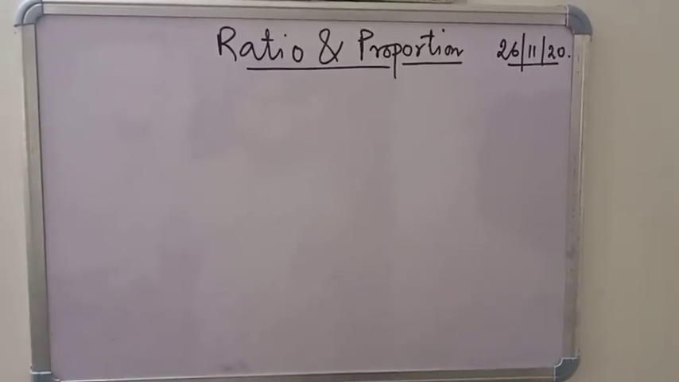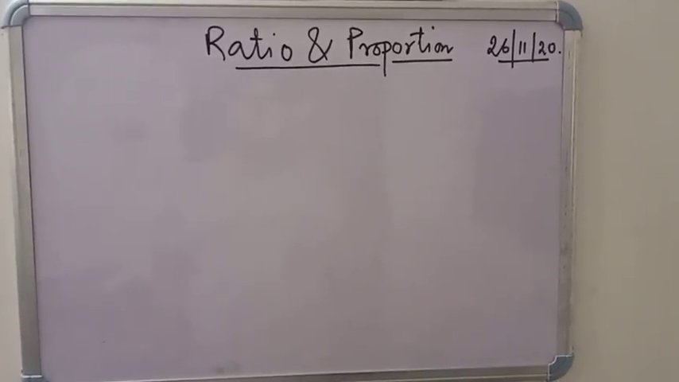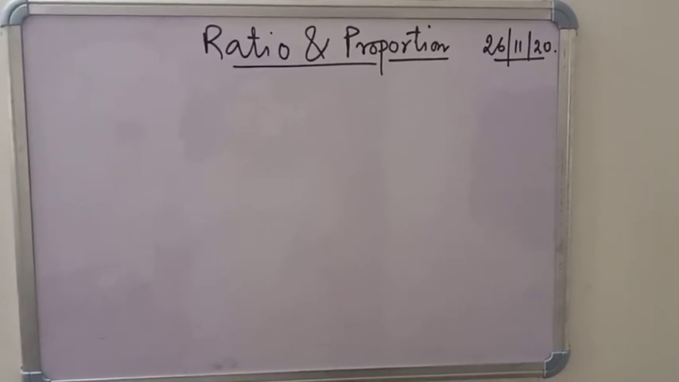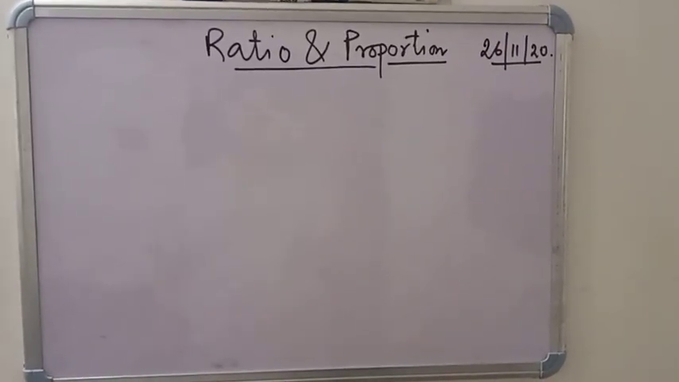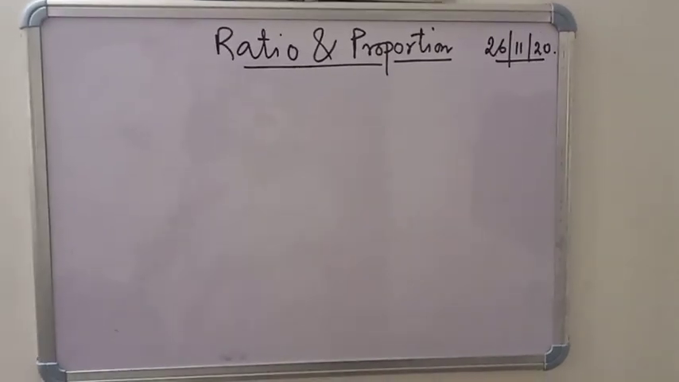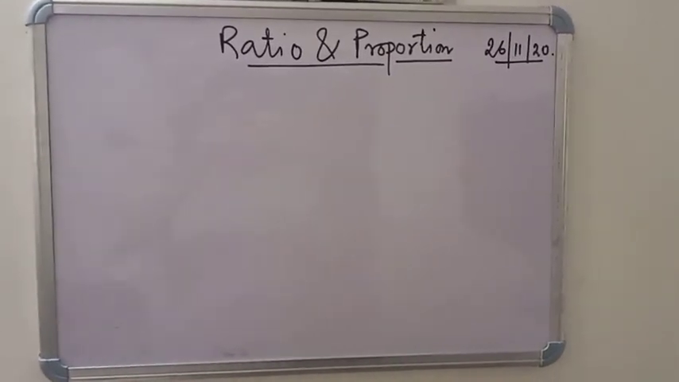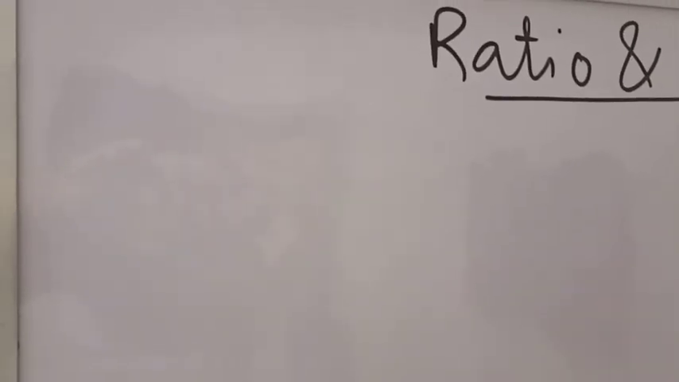Today we are going to discuss ratio and proportion. So firstly, we are going to define ratio. So what is the ratio? Ratio represents the relative sizes of two numbers or quantities.